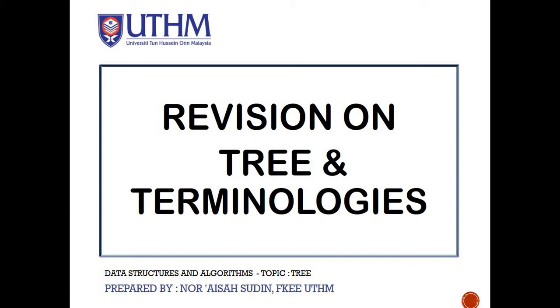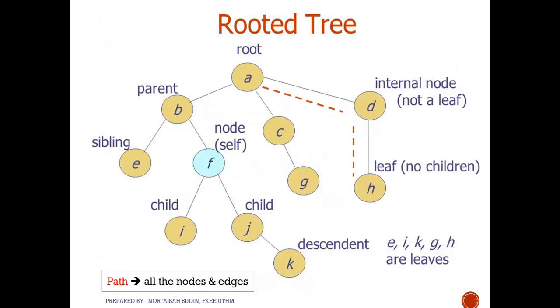Let me continue our discussion with tree data structure and also its terminologies. So this is the summary. You need to be familiar with the terminologies, the terms, for example, roots, parents, ancestor, descendant, the internal nodes, the leaf. So what is the leaf? Is it similar with the external nodes?